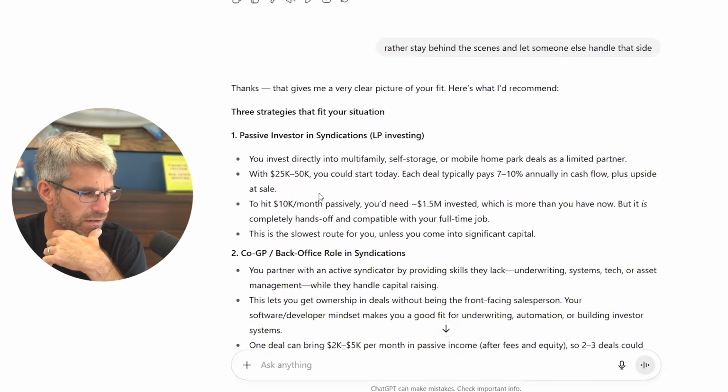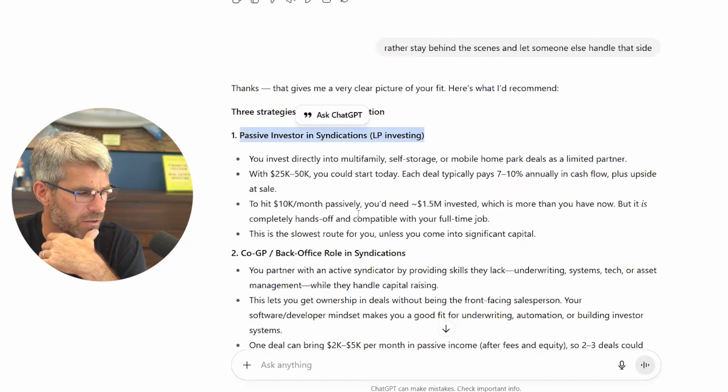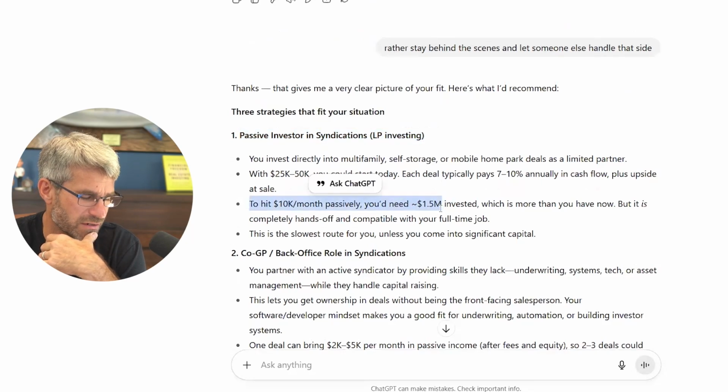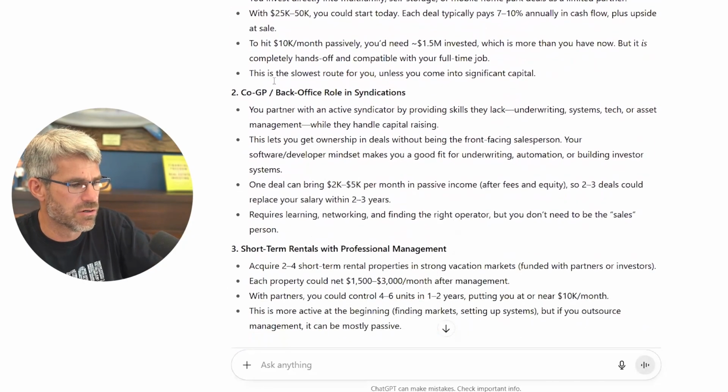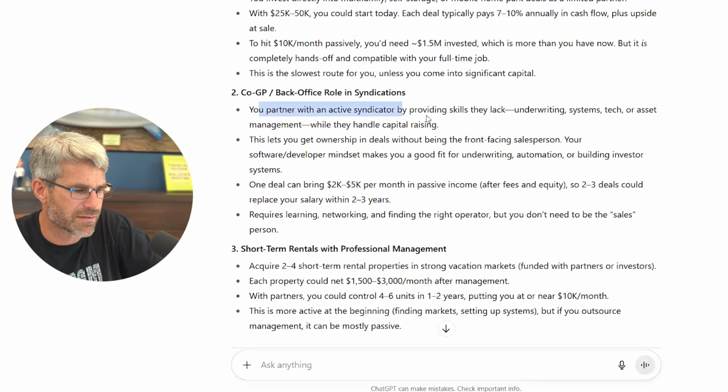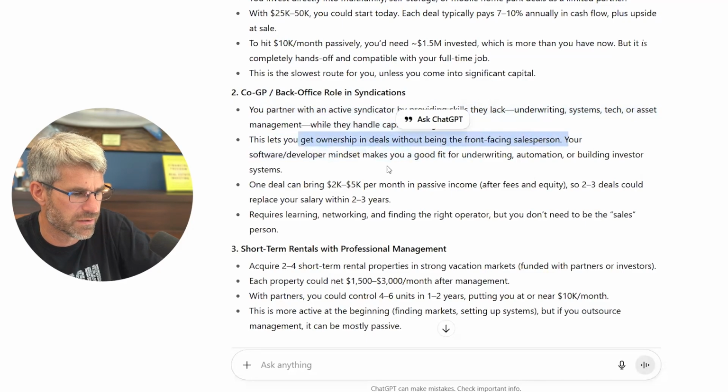All right, so this is what it says here. It says passive investor, LP, but it says here to hit 10,000, you'd need 1.5 million to invest. I just told them I had 50,000, so I don't know why you're suggesting that, chat. Co-GP back office role. You partner with an active syndicator providing skills they lack, underwriting, systems, tech, or asset management while they handle capital raising. This lets you get ownership in deals without being the front-facing salesperson.